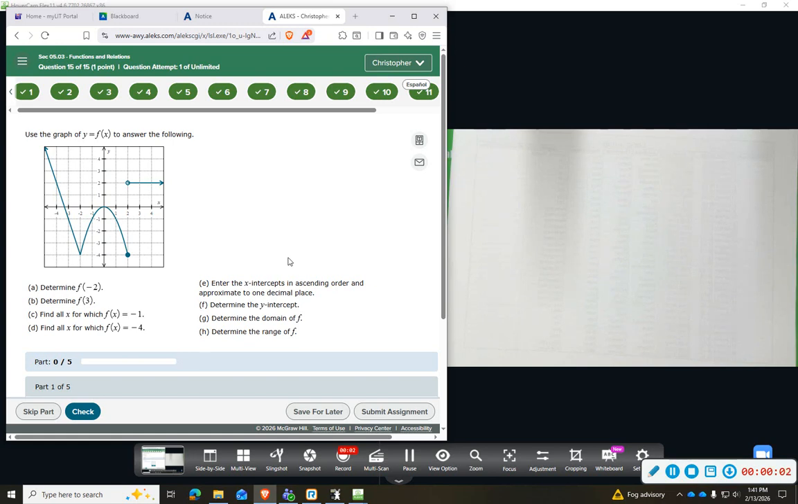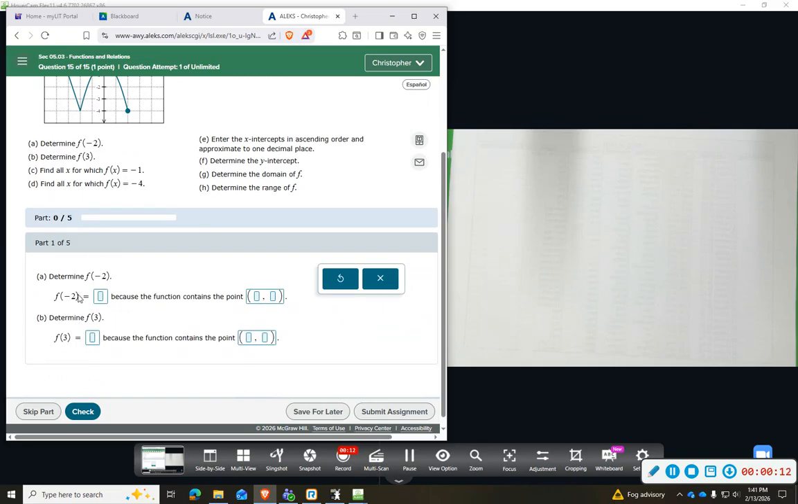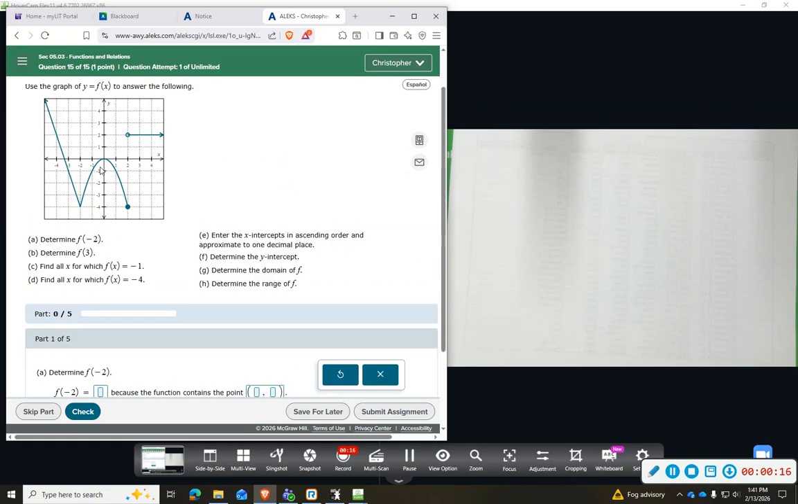All right, 15, we have several parts. We're going to be reading the graph and getting our answers from the graph. So A and B, we're going to look at exact function values. This function notation says, here's the x value, what is the y value associated with that x value?